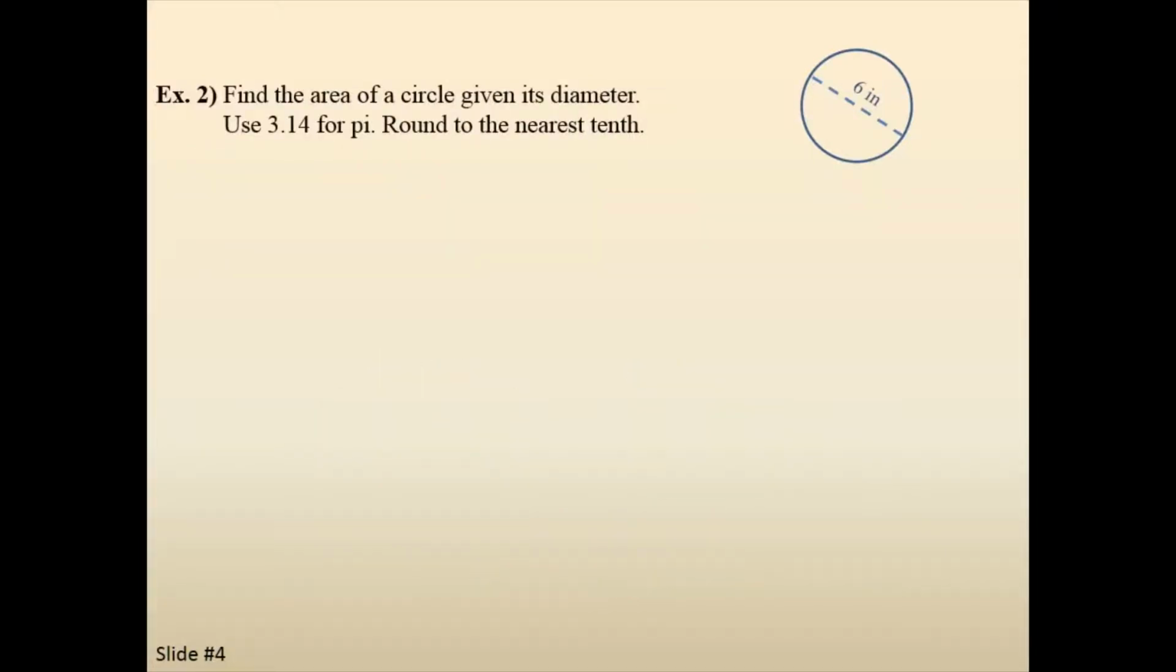Example 2. Find the area of a circle given its diameter. Use 3.14 for pi. Round to the nearest tenth. So you can see we have a circle. The diameter is shown as 6 inches. Step 1. Write the general formula. Area equals pi r squared.